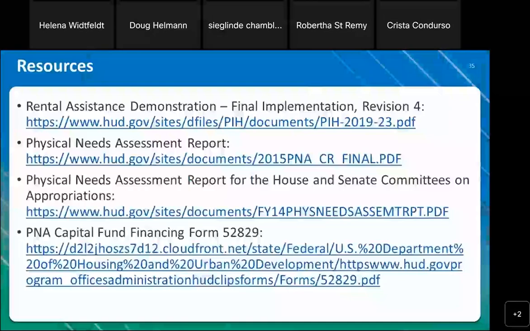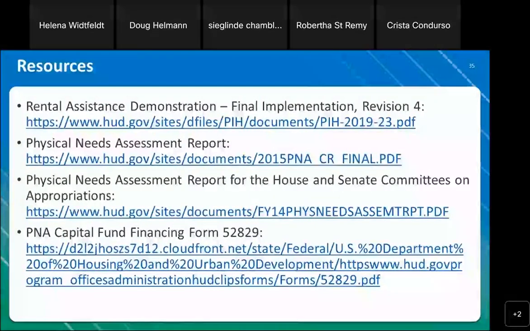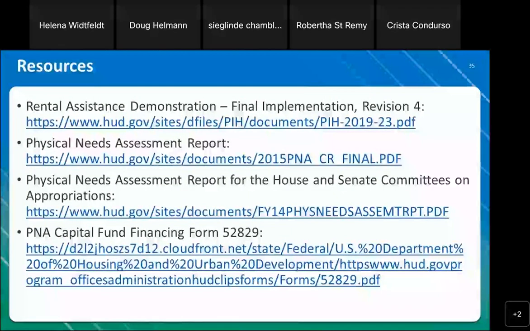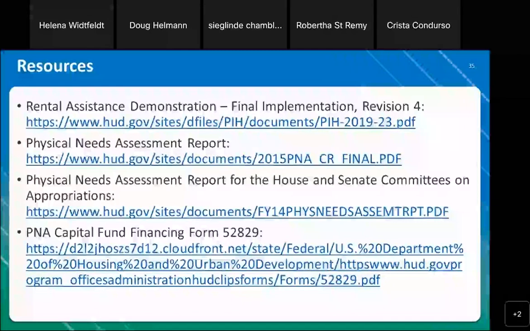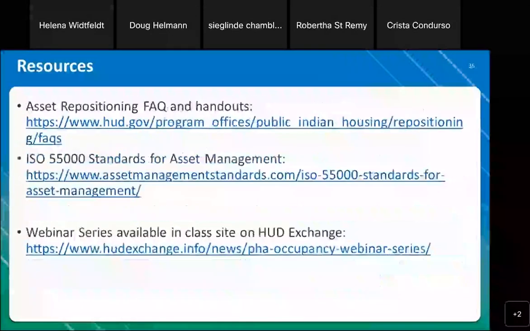Resources. So we never leave any training session without resources. We always have resource slides. And as you see again, they are hyperlinked for you once the slides are posted. But there's, of course, the RAD demonstration, the final implementation. There's a revision 4 out there, PIH Notice 2019-23. If you want to jot it down, if you need it now and you can't wait until this is posted, your physical needs assessment report from 2015, the report from the House and Senate Committee, then also the 52829 Capital Fund Financing Form is available for you so you get an idea.